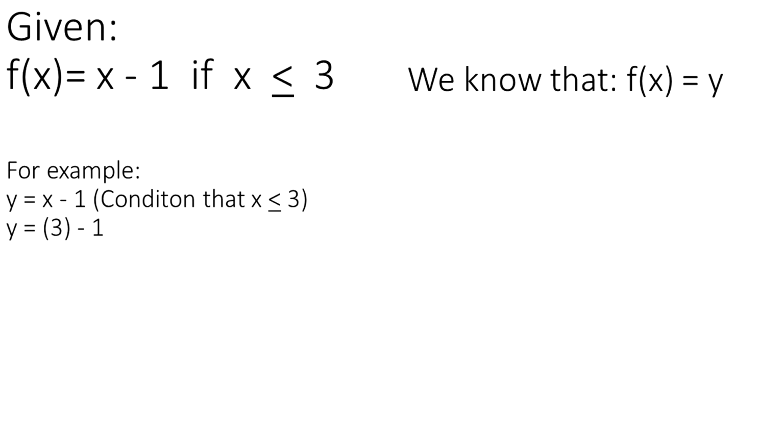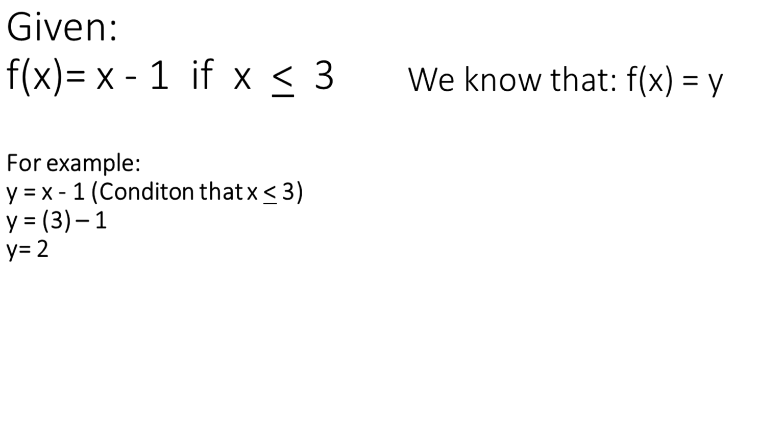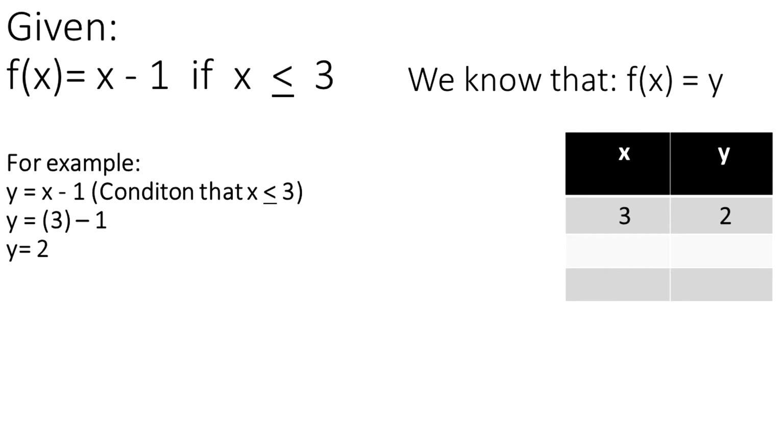Like this, y is equal to 3 minus 1. So now, if we do this equation, we know that y is equal to 2. So we now have a table that states x is equal to 3 and y is equal to 2 because of the earlier equation that we did.